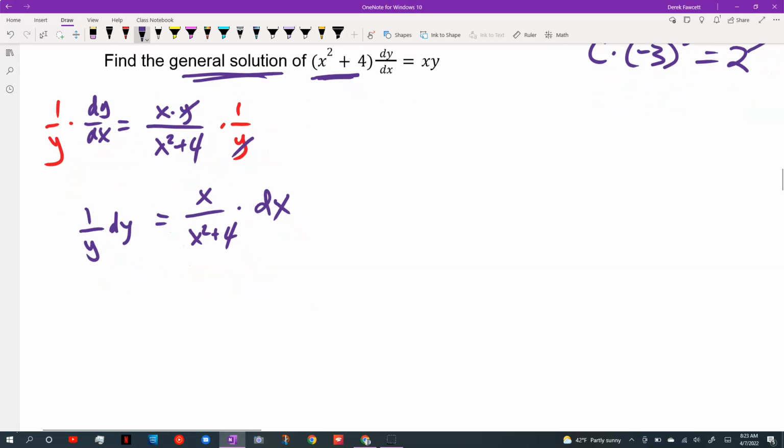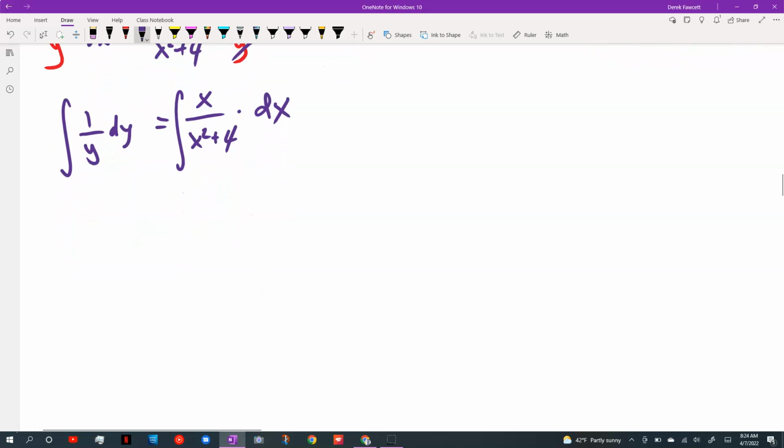If you haven't tried it, go ahead from this point, pause the video, and integrate both sides. Again, you're finding the general solution, so there's no particular solution to find. Integrate both sides. From here, you should be able to do this, but pause the video, try it, and then come back if you need some help.